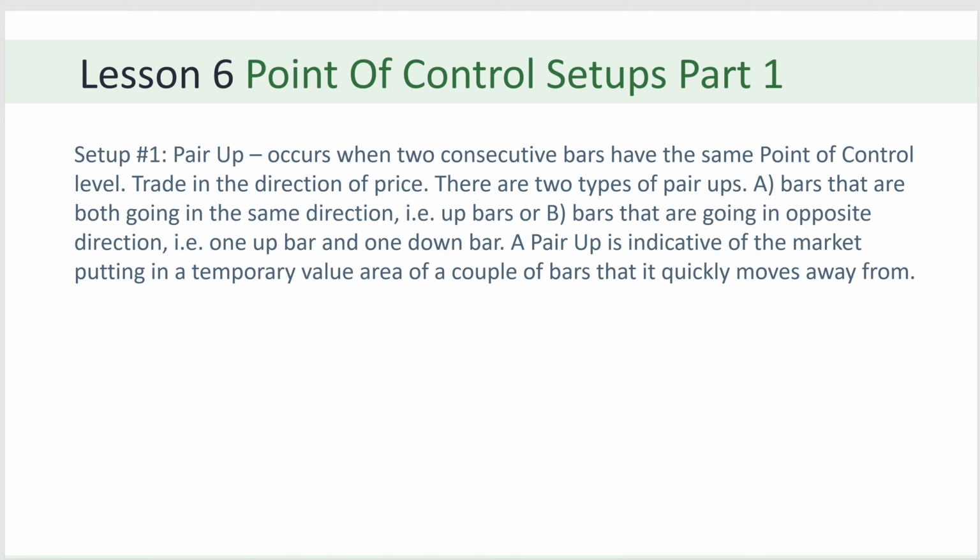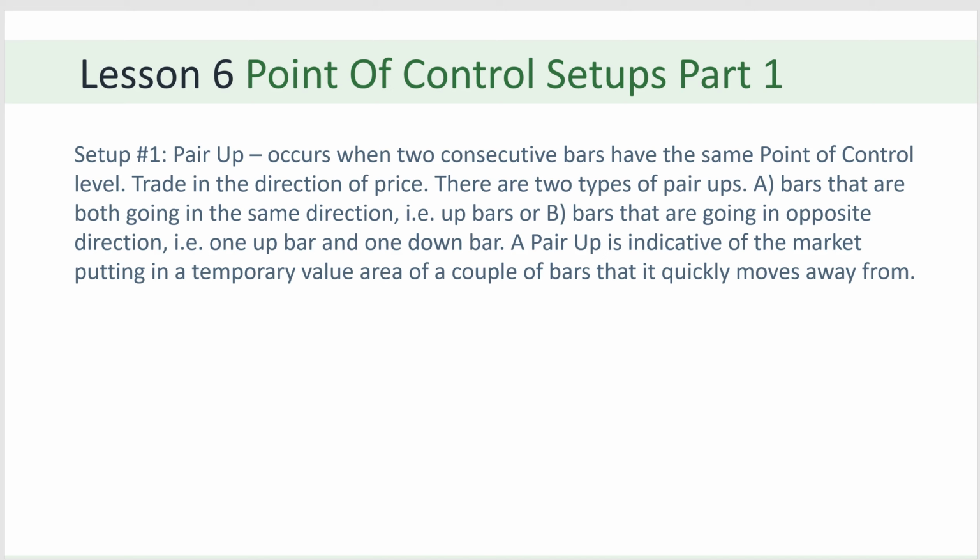The pair up occurs when 2 consecutive bars have the same point of control, and what you're going to do is trade in the direction of price. Now, there are 2 types of pair ups. There are bars that are both going in the same direction, i.e. up bars or down bars, green candles or red candles, or bars that are going in the opposite direction, i.e. one up bar and one down bar, one green candle and one red candle. Go with the direction of the second bar. A pair up is indicative of the market putting in a temporary value area of a couple of bars that it quickly moves away from.